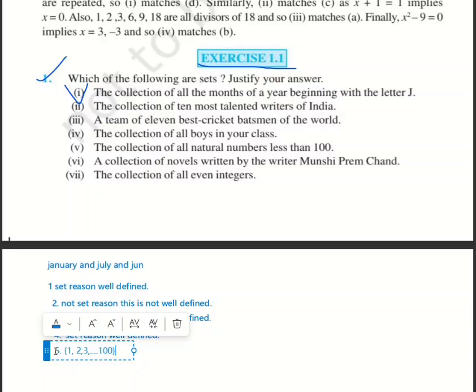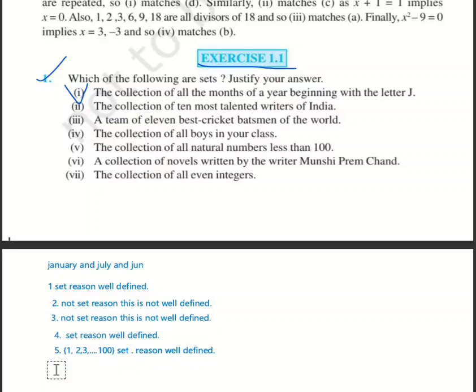So these are universally true. These are the same for all persons, starting from 1 and going till 100. So this is a set, because it is well defined and the same for every person, and the reason is that it is well defined.